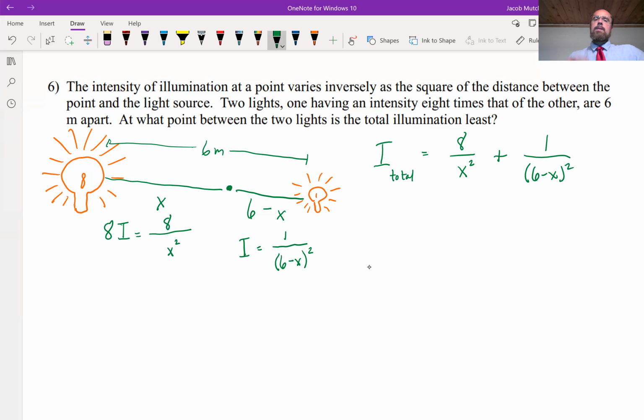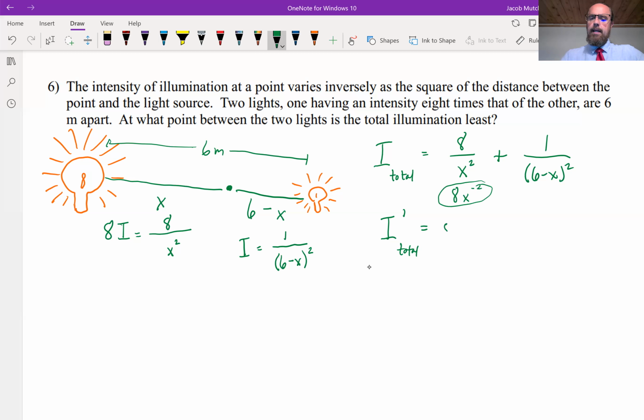And at this point, I'm interested in the point that's going to get the least amount of illumination. So that's where I'm going to start to use differentiation. I want to find the optimal, either the max or the min. In this case, probably the minimum. So I'm going to find the derivative of the intensity equation we just wrote. For this first one, I'm going to treat both of these like negative powers, 8x to the power of -2. That's really what I'm going to consider here.